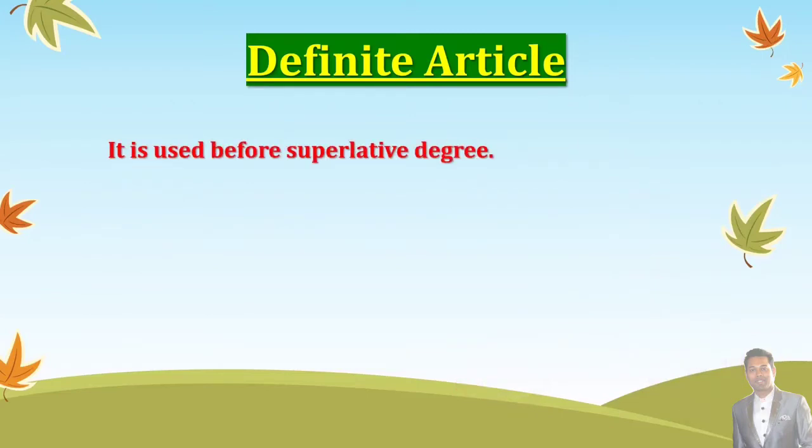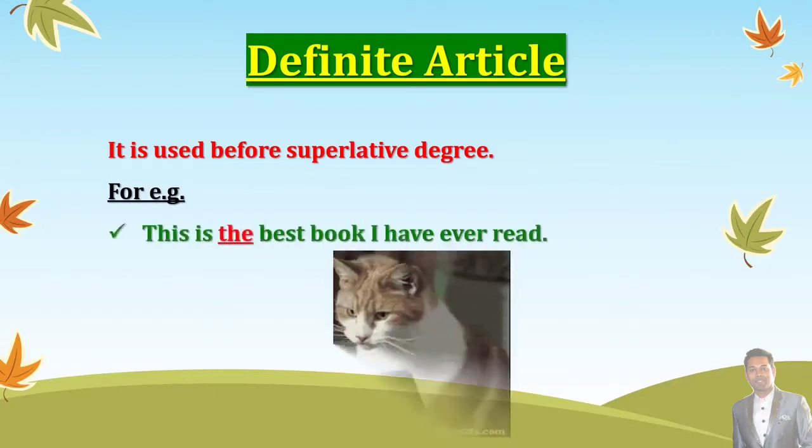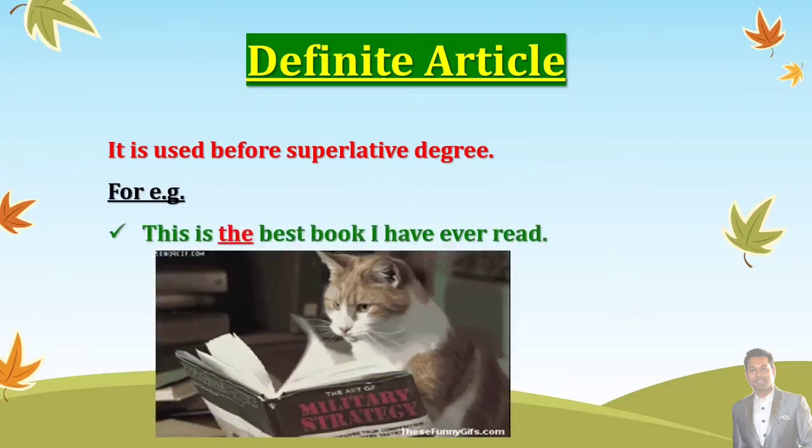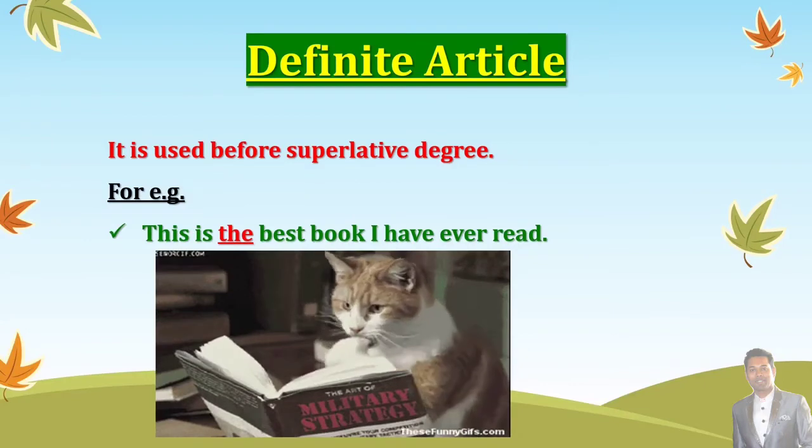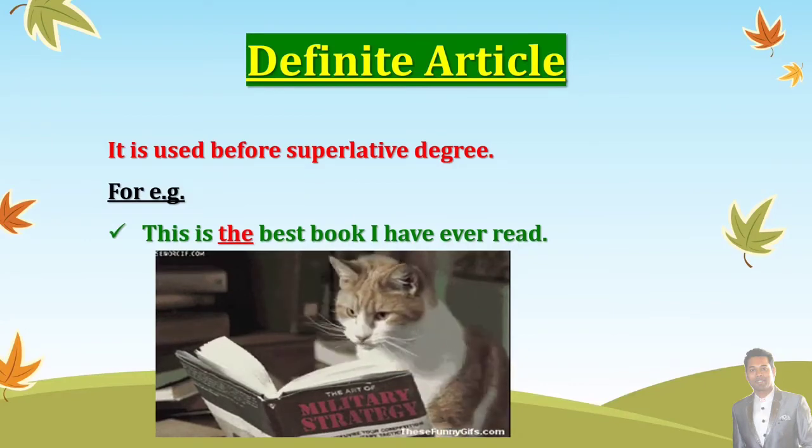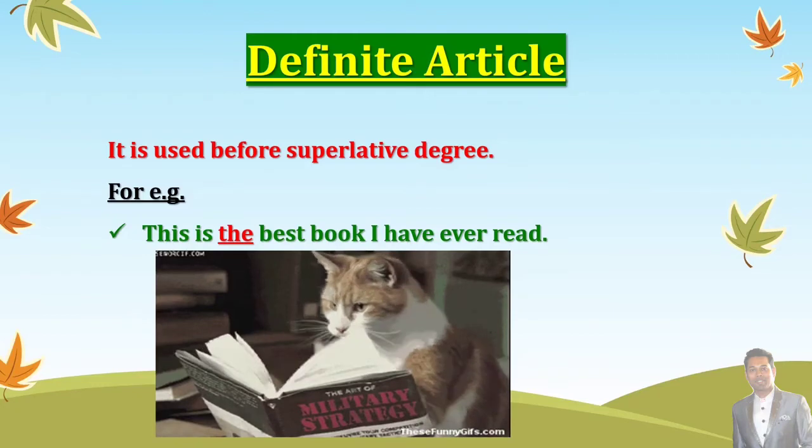The is used before superlative degree. Superlative degree means the highest degree. If you remember, we have already discussed degrees of comparison, and there are three degrees of comparison: positive, comparative, and superlative degree. This article the is always used with superlative degree. Let us have a look at an example now. This is the best book I have ever read. Best word over here is superlative degree. So that is why we have to use the before it.